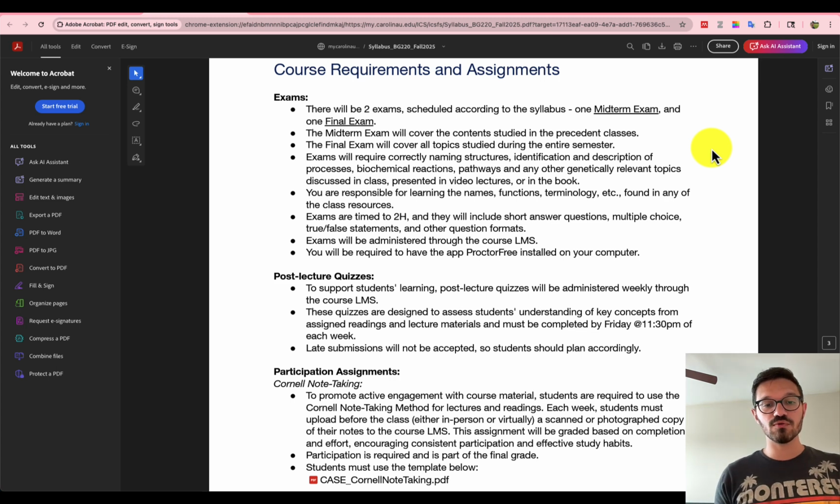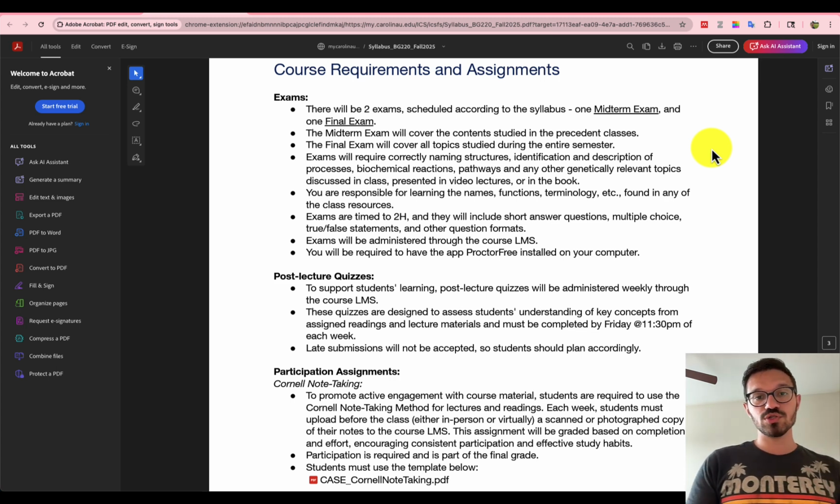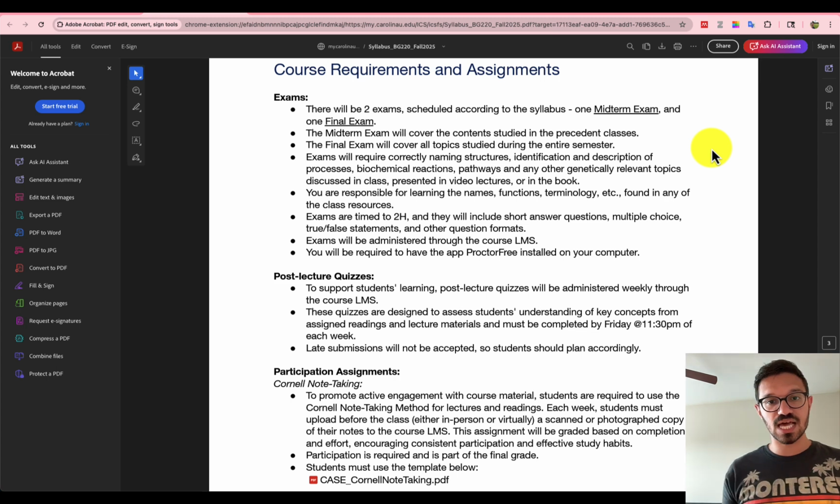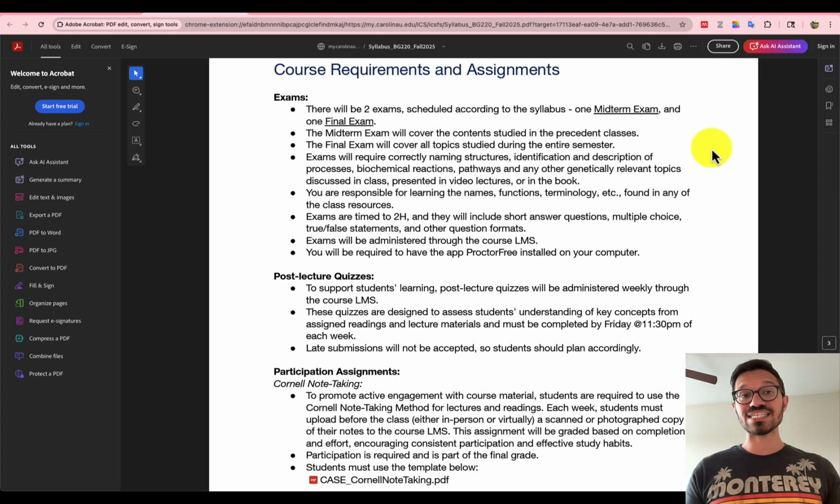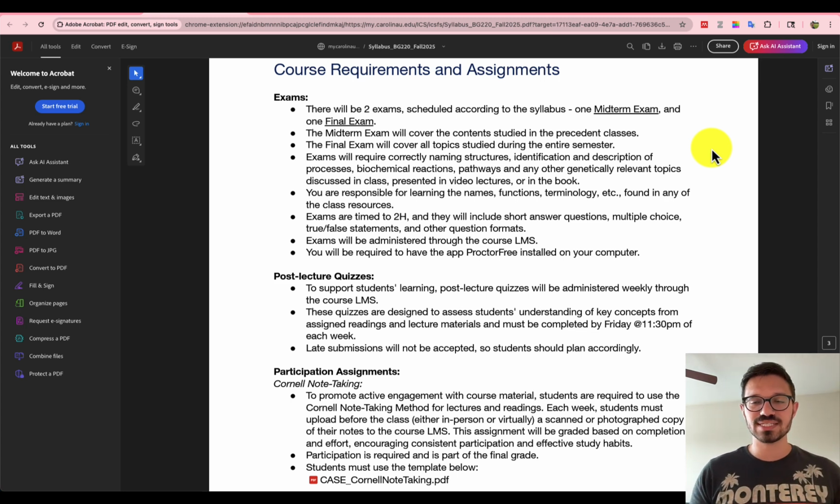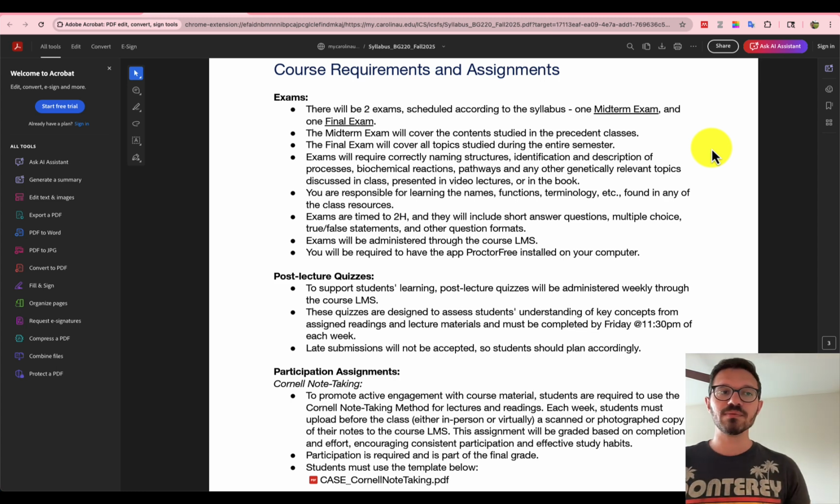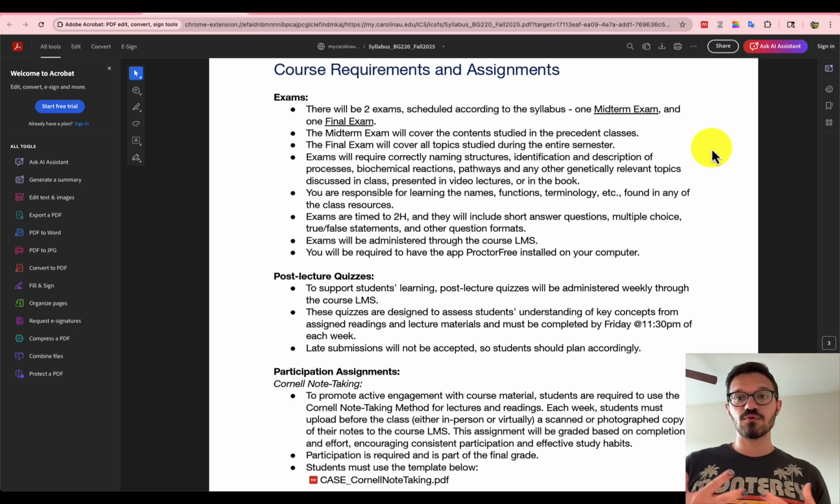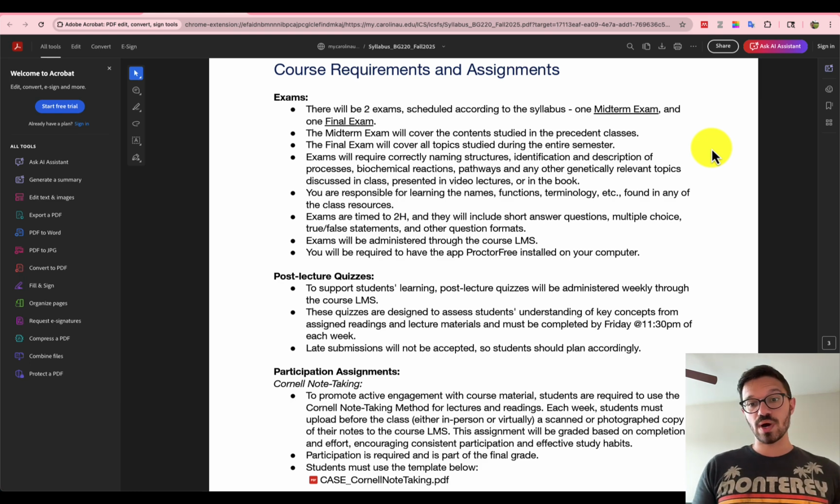Midterm exam will cover contents from weeks 1, 2, and 3, and the final exam will cover the content from all of the weeks, from week number 1 through 7. So the final exam is a comprehensive exam that covers everything, and the midterm exam is a shorter, less complicated exam because it's only 3 weeks. The exams will last for about 2 hours, so you only have 2 hours to answer those questions.